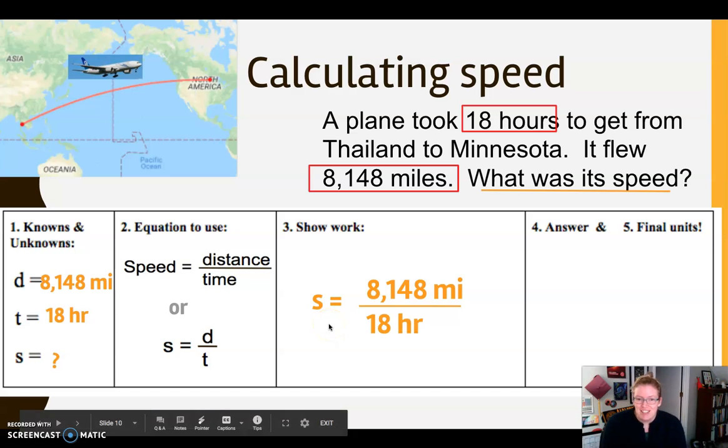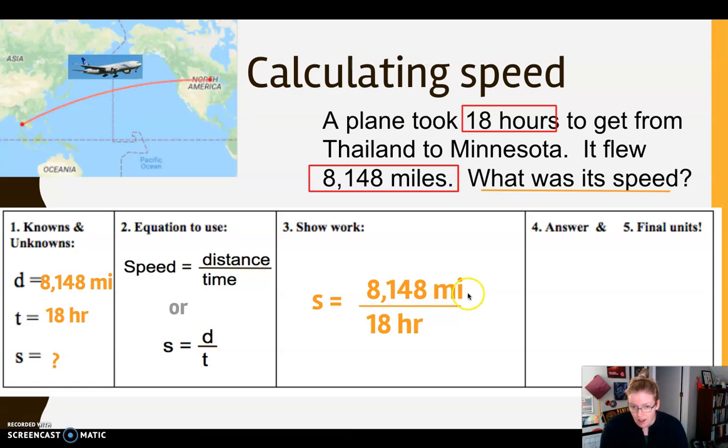Hopefully you have the same work I do, which is my distance, 8,148 miles on top, divided by 18 hours on bottom. And so that's the work that I'm showing. And finally, I'm going to type that into my calculator. And on my calculator, it shows up 452.666666667. So I'm actually going to round that to the ones place to get my 453. And then I have my units, miles per hour, added on.